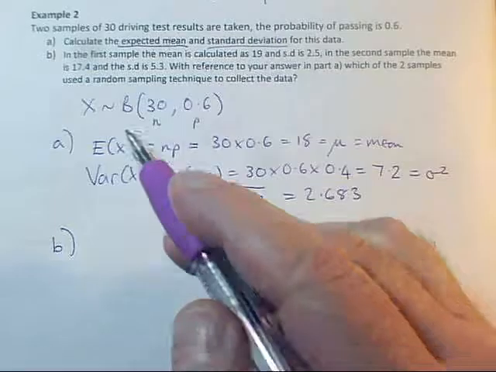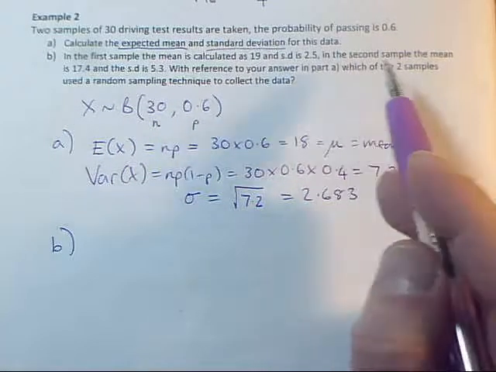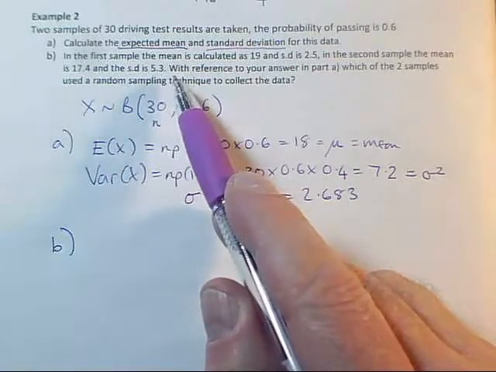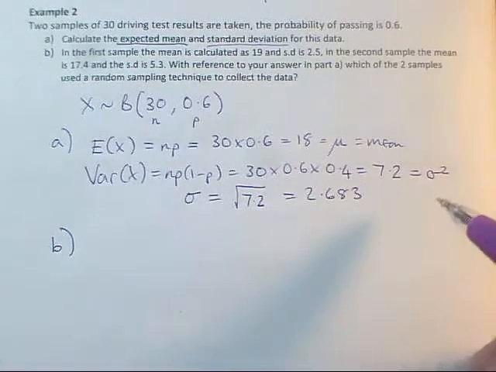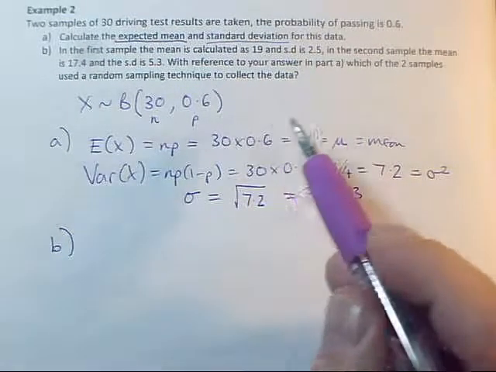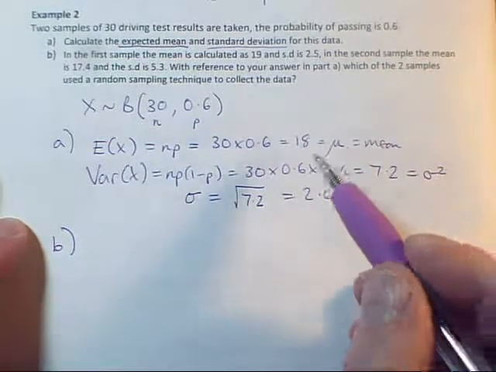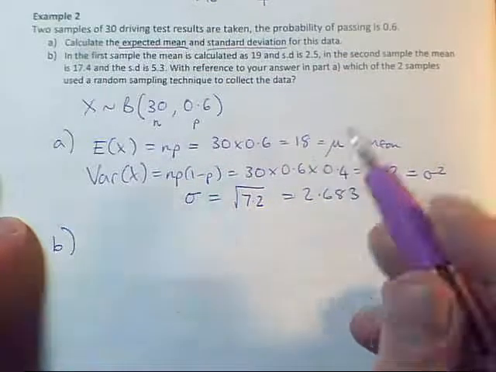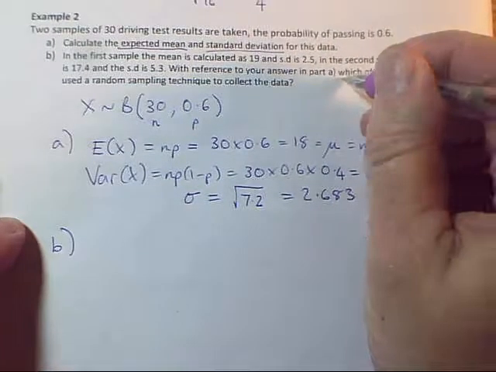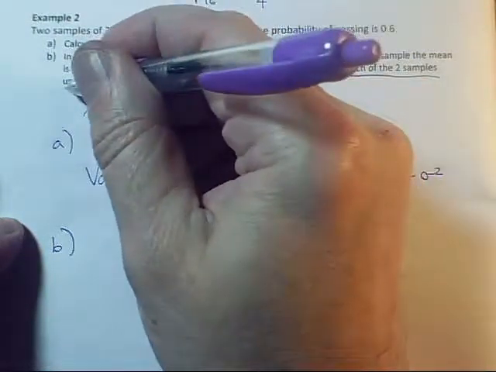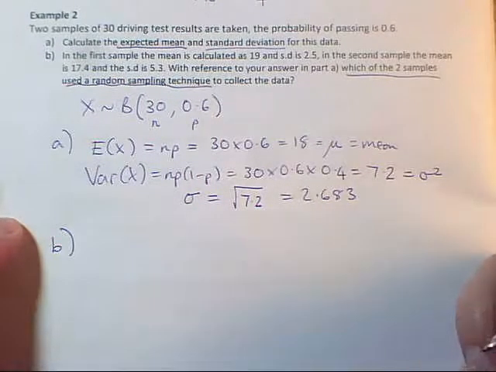Part B. In the first sample, the mean is calculated as that, and the standard deviation is that. And in the second one, I've got a different mean and a different standard deviation. Okay, so I've assumed that it really was binomial. So I mentioned at the beginning some of the things we had to assume, and one of them was independence. Now, if the sampling isn't random, then independence may not be true. So where it says which of the two samples used a random sampling technique, we need that to be true for it to be binomial. So maybe one of them isn't binomial.